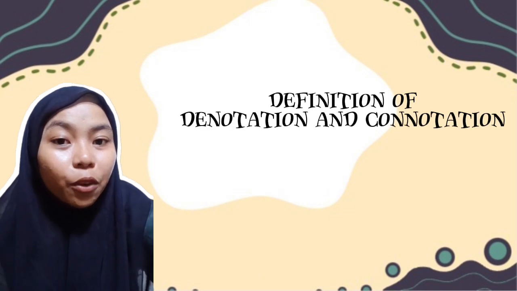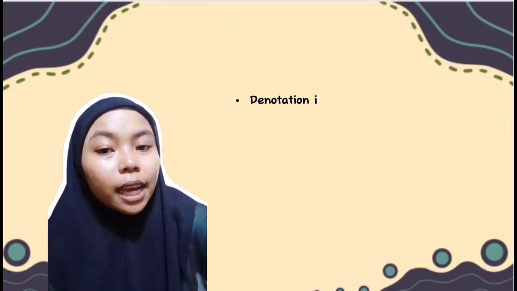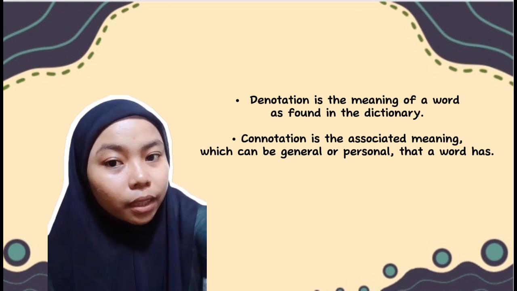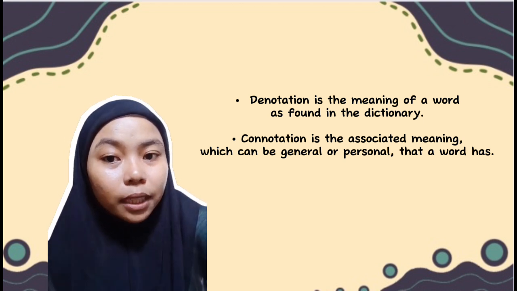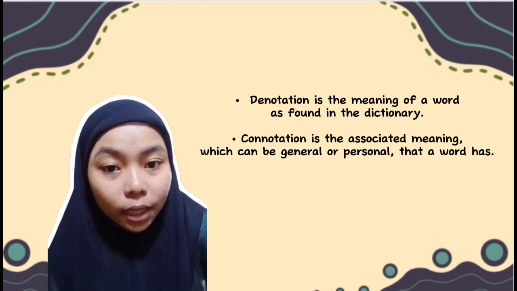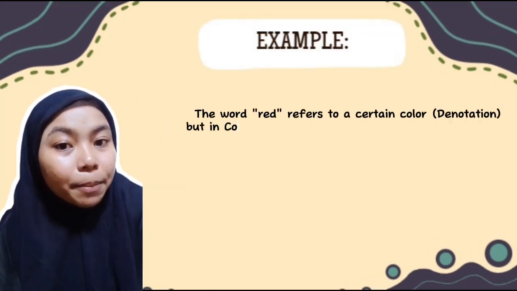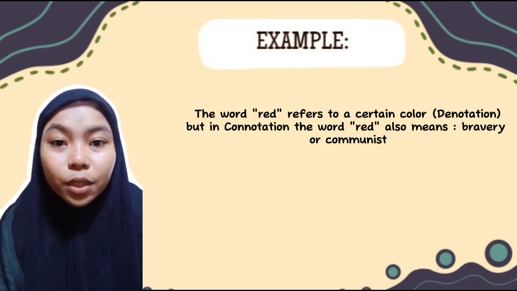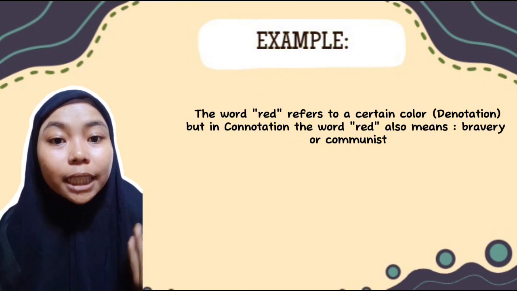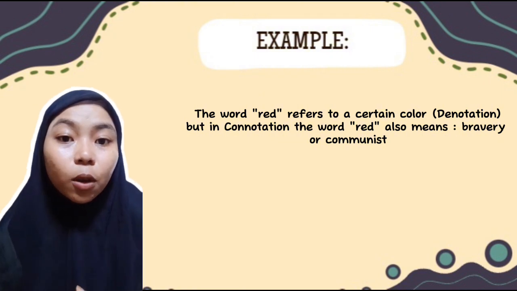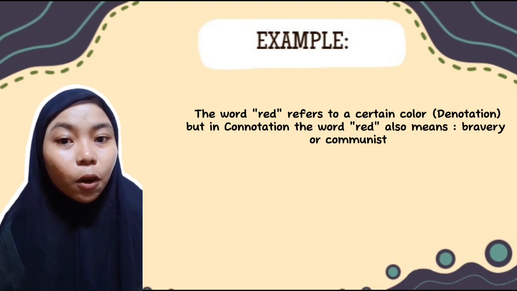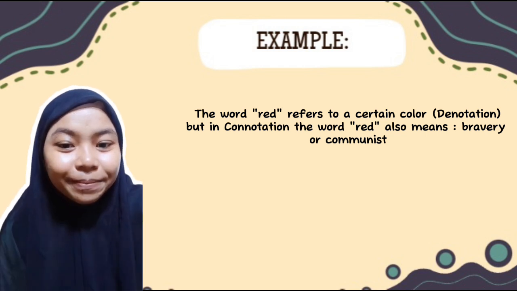First, the definition of denotation and connotation. Denotation is the meaning of a word as found in the dictionary, while connotation is the associated meaning, which can be general or personal, that a word has. For example, the word red refers to a certain color, so it is called the denotation, or meaning in the dictionary. And red is also interpreted as bravery or communist, which is the connotation, or meaning that people think.